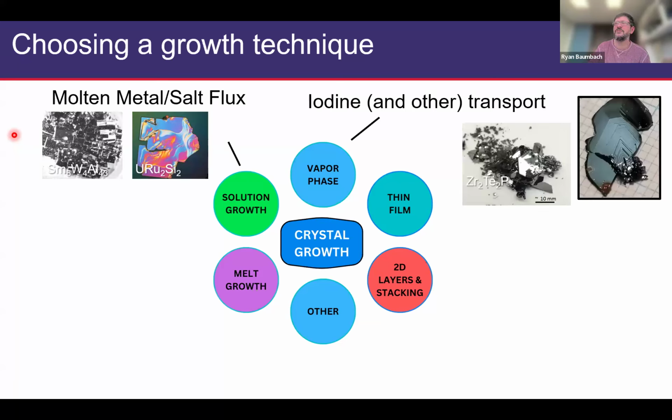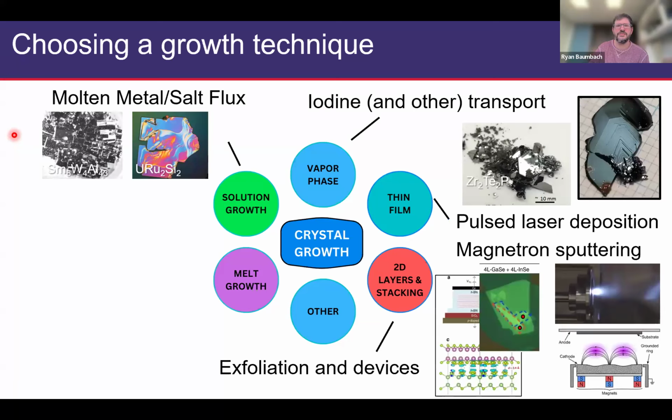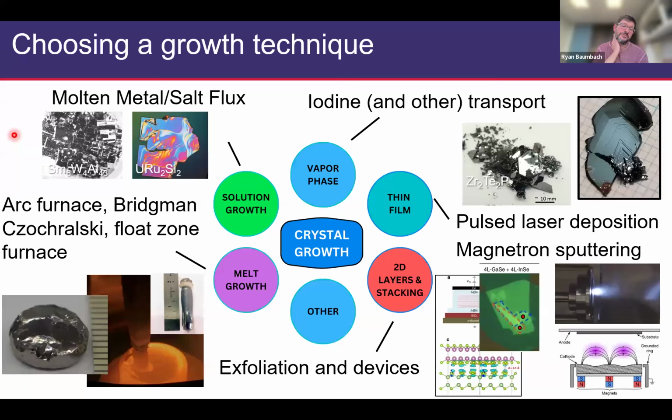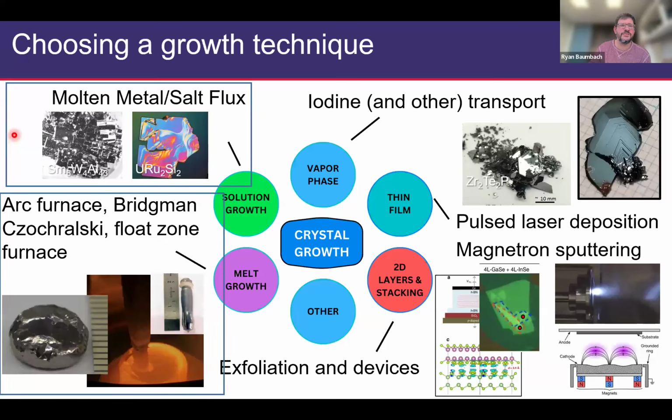I won't touch on that today, but I hope someone else will talk about that. Thin films, of course, 2D layers and stacking, and then melt growths, right? So what I'll do for the rest of this talk is just say a little bit more about molten metal growths and then direct melts.